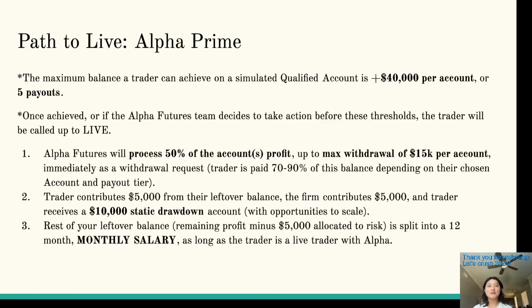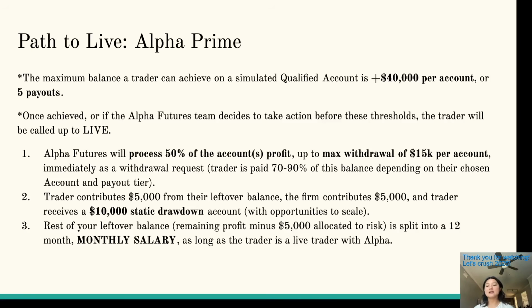Now, should you become a live funded trader, the first thing that Alpha Futures will do is process 50% of your account's profit up to a max withdrawal of $15,000 per account as a withdrawal request. Now, this is paid out to you depending on which payout tier you're on, whether it's the standard accounts on the 70, 80, or 90 split, or if you're in the advanced account, then that's the full 90% split.